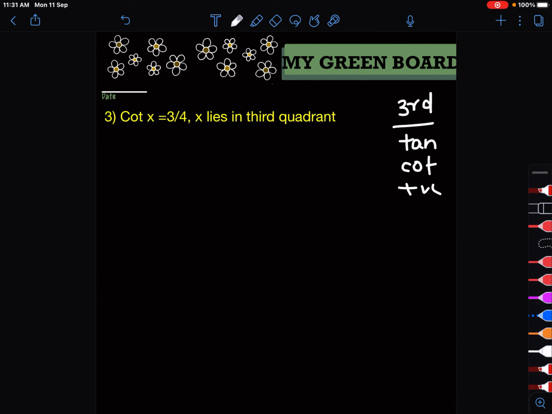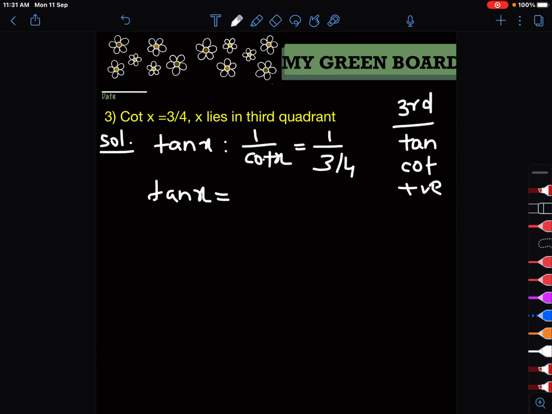Okay. So now we just have to keep this in mind while doing the sums. Now they have given the value of cot x as 3 by 4. So let's take tan x, the inverse of cot. Tan x equal to 1 by cot x, which is equal to 1 by 3 by 4. So the value of tan x would be 4 by 3. Okay, children? So it's very easy to get the inverse of this. Okay, reciprocal.